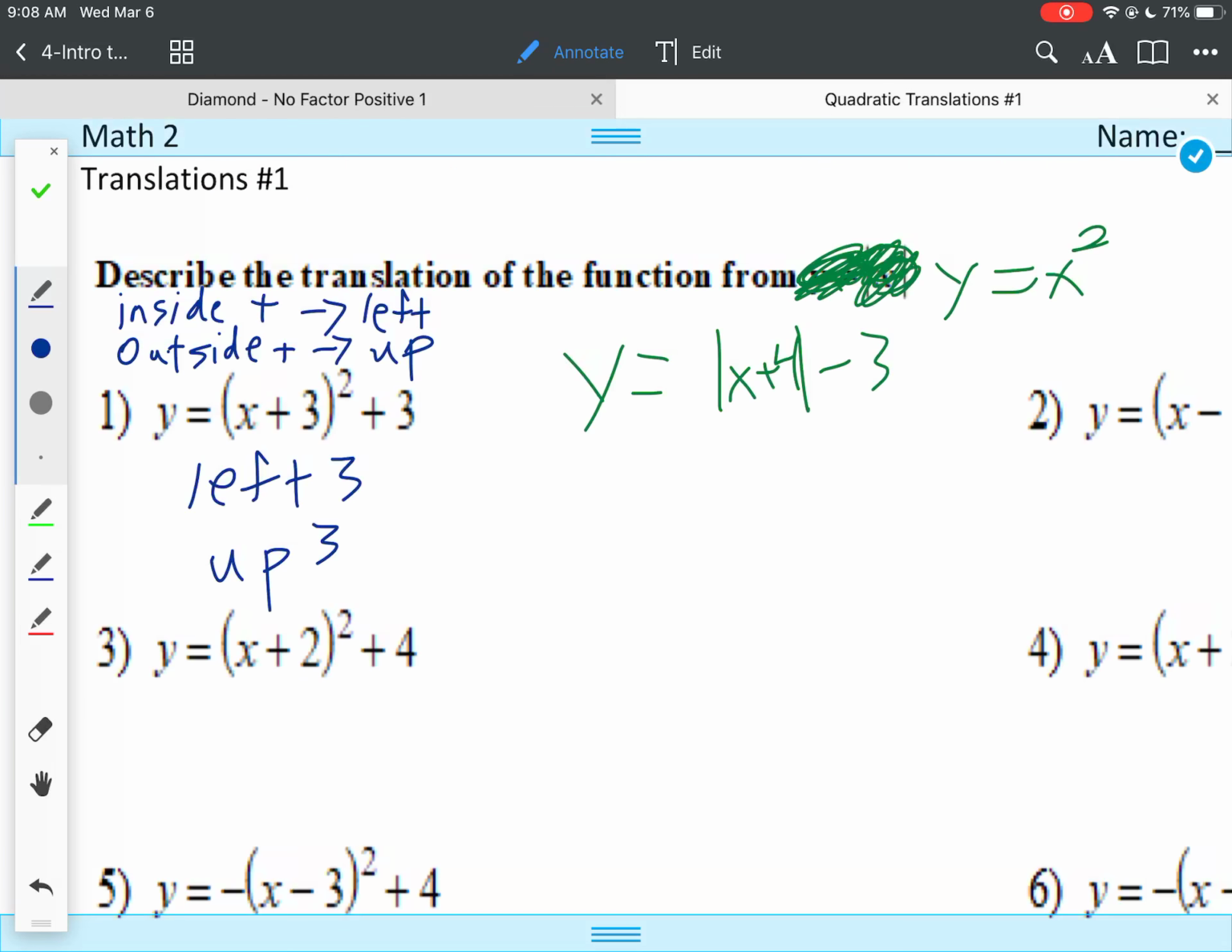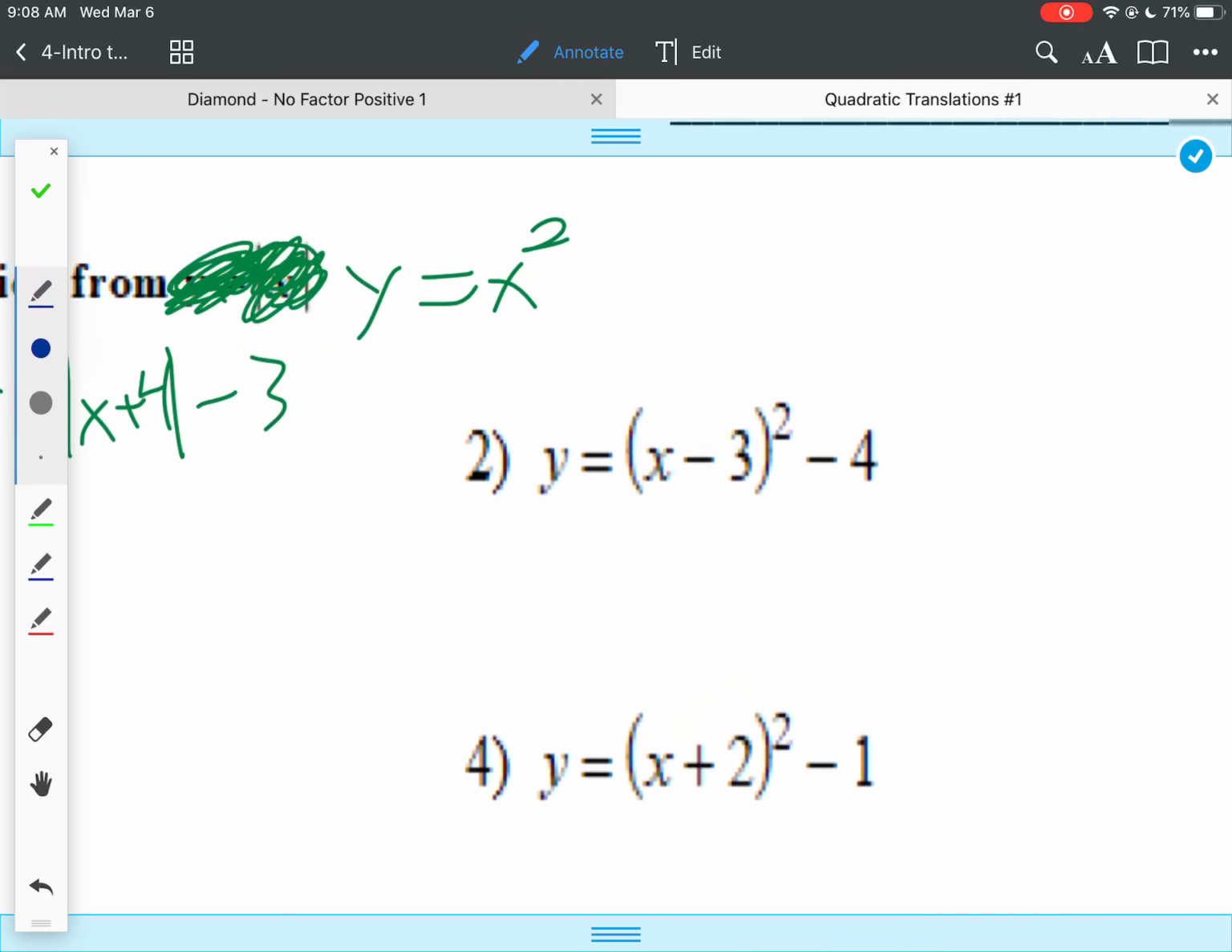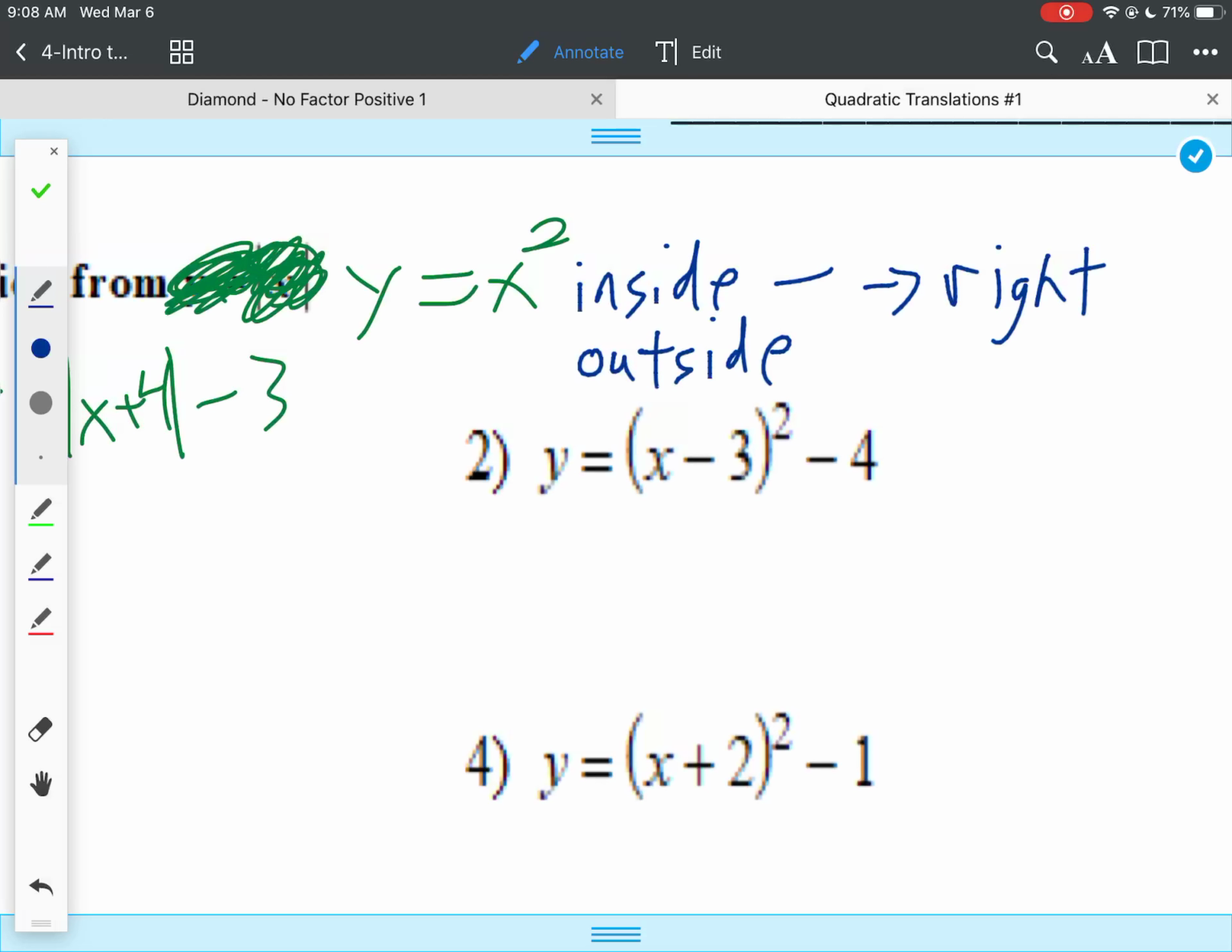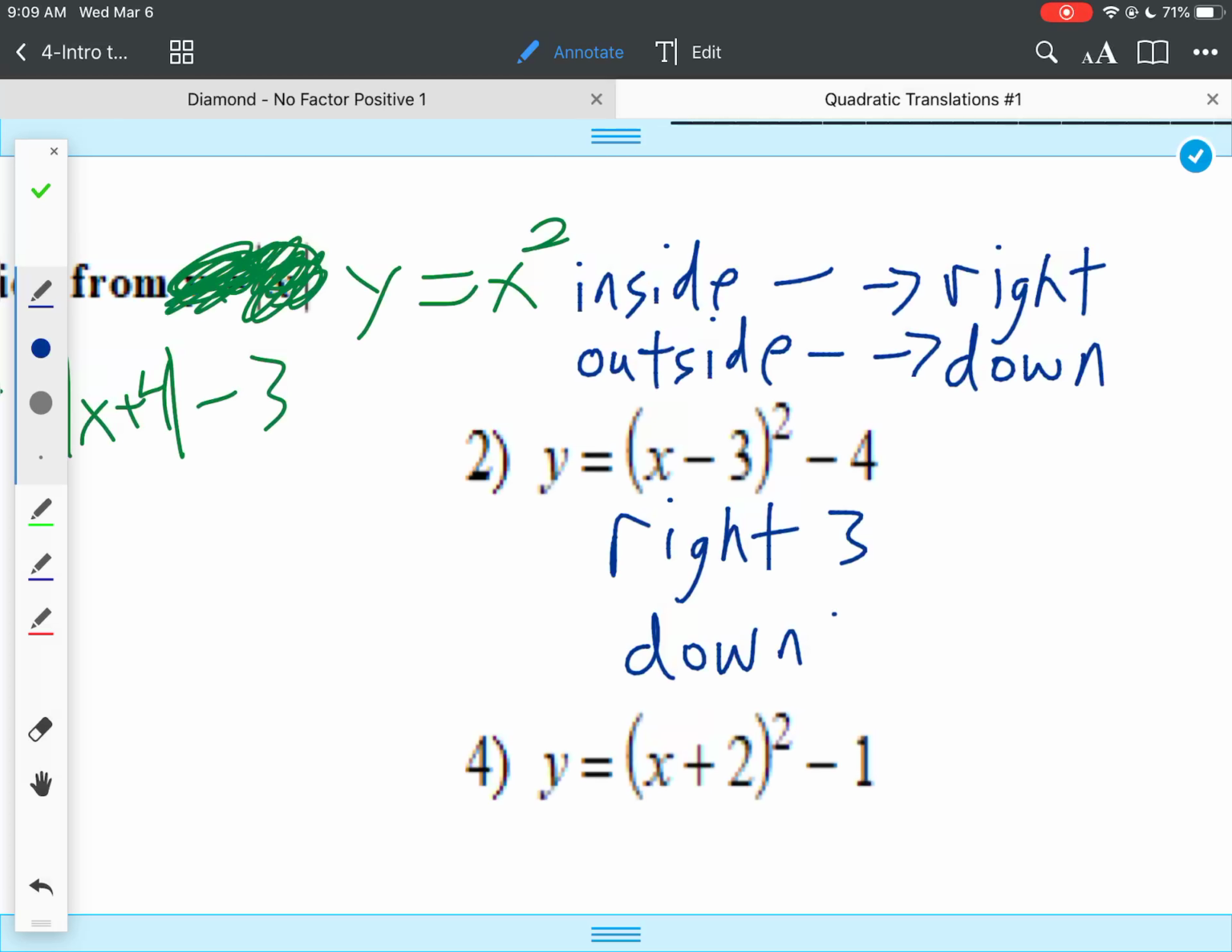Okay, remember, if it's inside and negative, it goes right. And if it's outside and negative, it goes down. So this would be right 3 and down 4. Okay, feel free to use the graphing calculator for this.